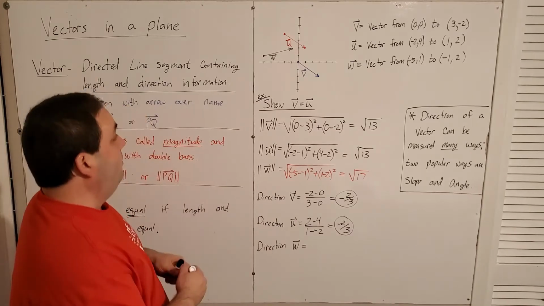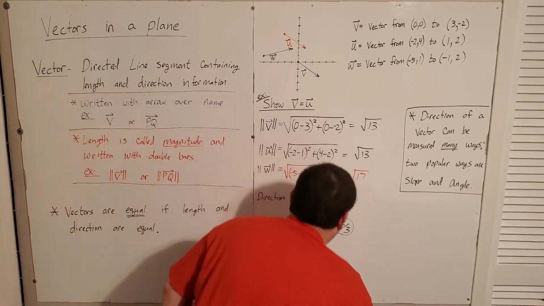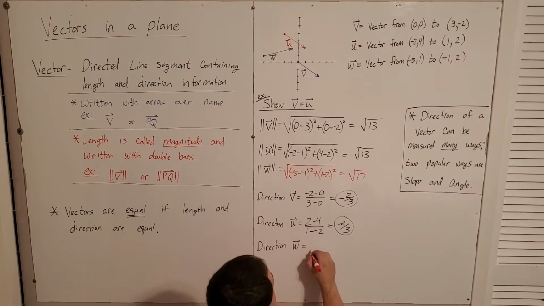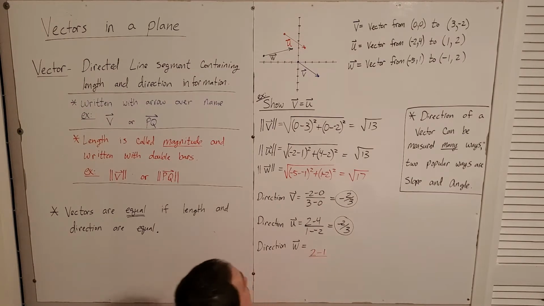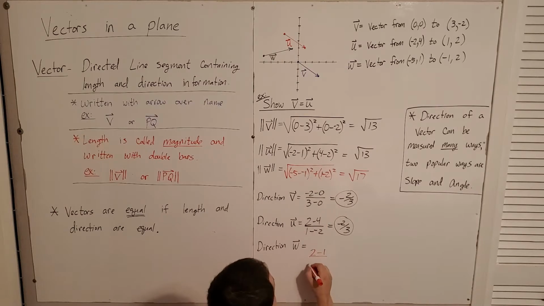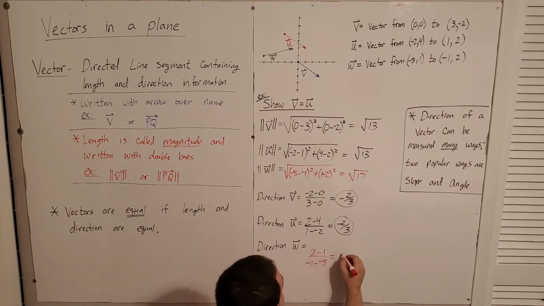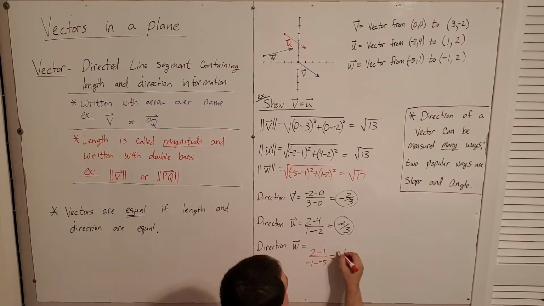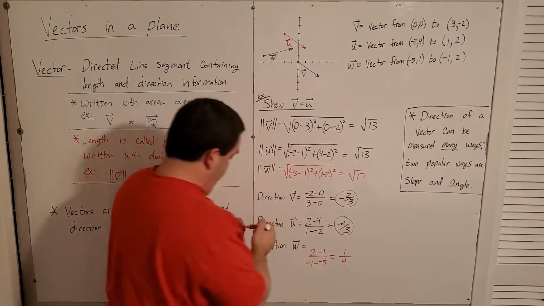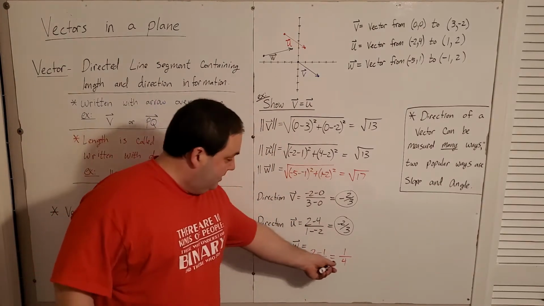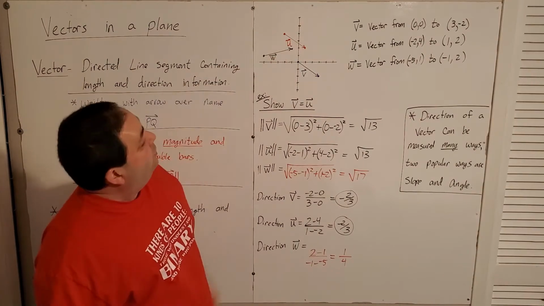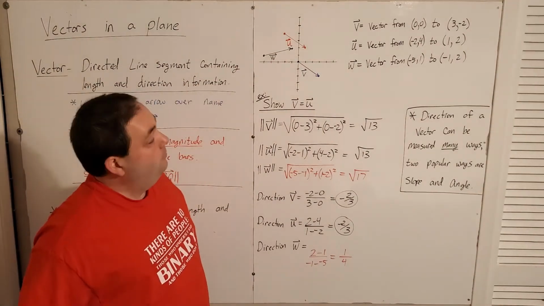Let's do the direction of w real quick. y2 minus y1 over x2 minus x1. 2 minus 1 is 1, and negative 1 plus 5 is 4. Again, it makes sense that the slope would be positive because w is facing in an upward direction when reading from left to right here.